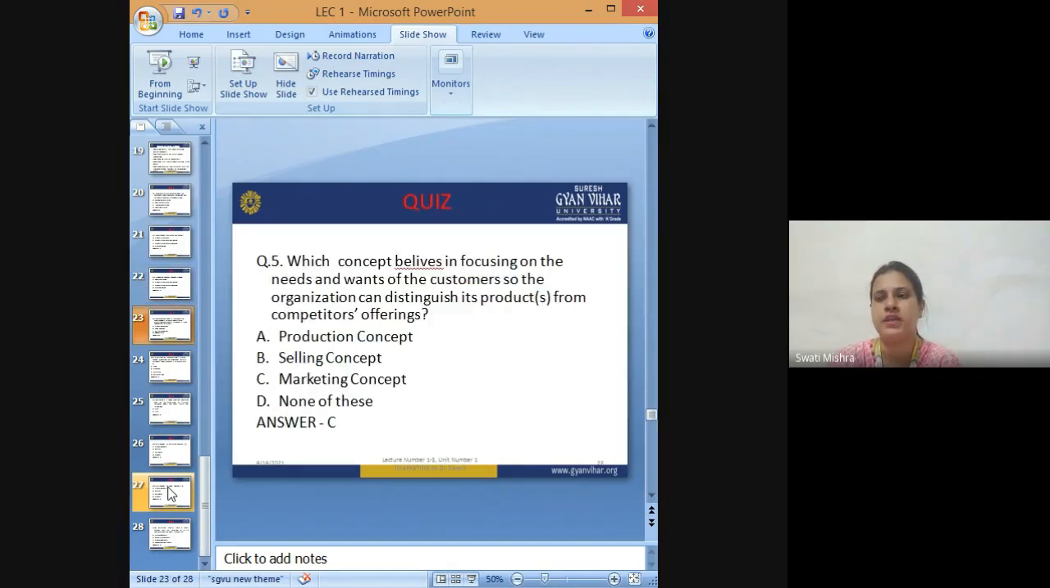Which concept believes in focusing on the needs and wants of the customers so the organization can distinguish its products from the competitors' offerings? Yes, the answer is C, marketing concept.